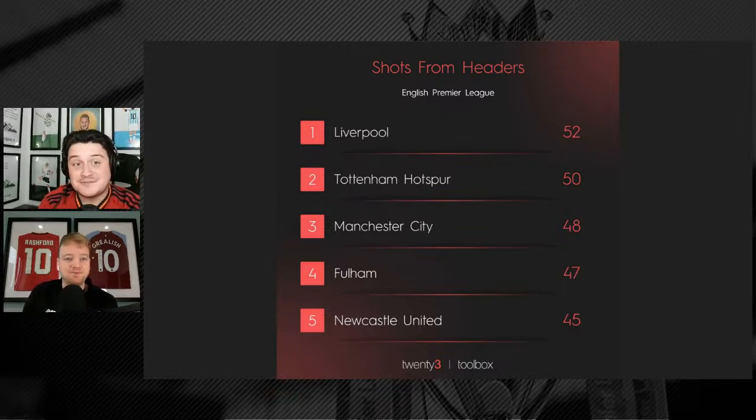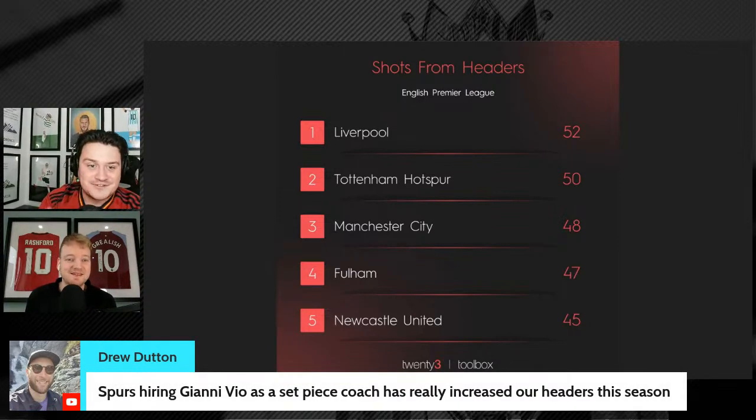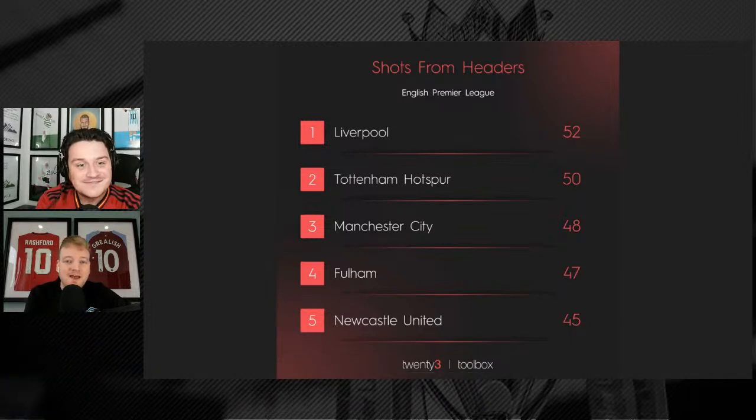Yeah. This is titled Interesting Premier League Trends, right? This is it. This is from Drew, who says Spurs hiring Gianni Vio as a set piece coach has really increased our headers this season. And it's a really, really good point that I hadn't considered. Yeah, absolutely. It's not just about slinging it into Kane or anything like that. They've got so much better from set pieces in general, thanks to Vio. So I hadn't considered that. I mean, it doesn't feel weird that Tottenham are in this list, but I hadn't necessarily pinpointed the reasons why. And Vio is a really good shout. Yeah, it's probably why it's happened.